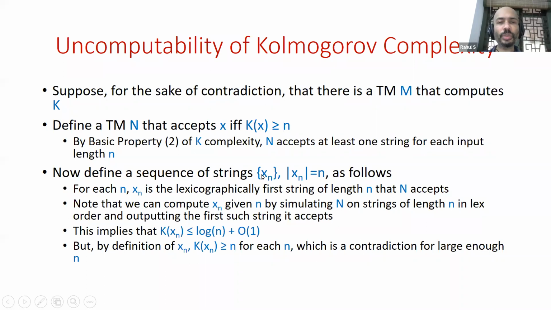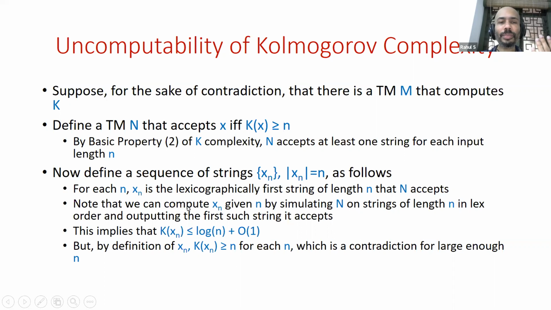And now let's define a sequence of strings of length n. So x sub n will be of length n as follows. And here's where the similarity to Berry's paradox comes in. x sub n is going to be the lexicographically first string. So in some fixed order of strings, say the lexicographic order, it's the first string that N accepts. We know that N accepts at least one string for each input length n, and so there's going to be a first such string lexicographically, and that's what x sub n would be. And now we just consider the Kolmogorov complexity of x sub n.